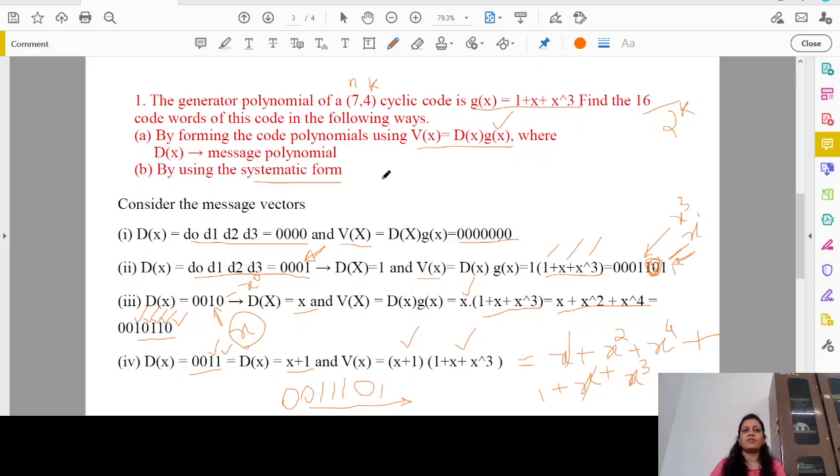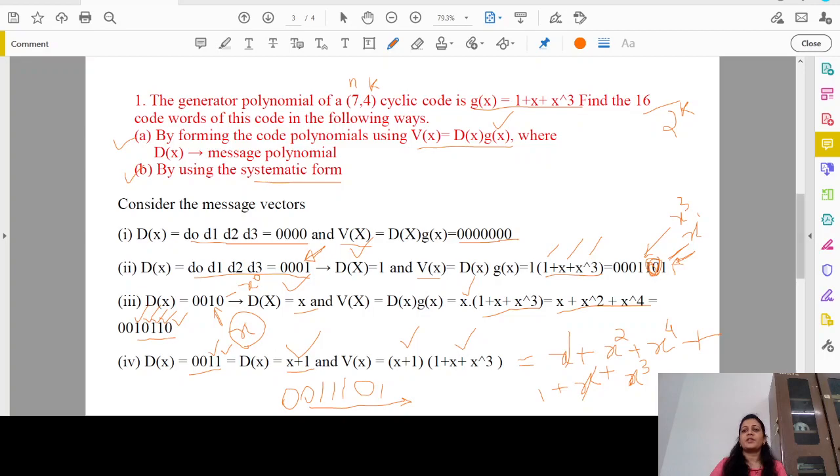Generator polynomial will be given. For each combination of d, identify what your d of x is. Once you find the representation for d of x, simply go for multiplication of d of x with g of x, and from the obtained polynomial identify the coefficients and write down the code vector, right? So that is the first part of our problem. Coming to the second part, we have to perform a systematic way in order to find out the code polynomial.